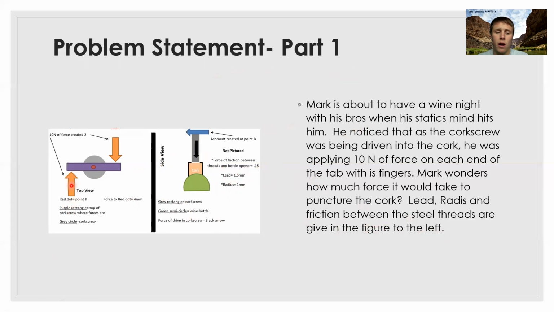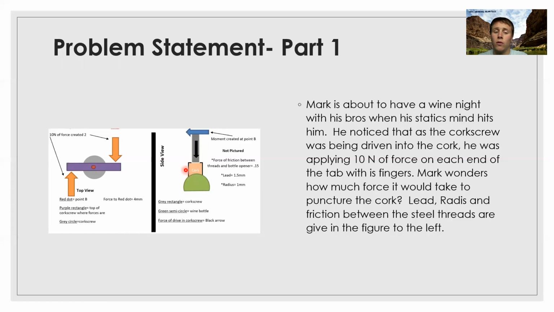The orange arrows represent the forces created by your fingers turning the wine bottle opener. This is the top view, of course. The purple rectangle represents the tab at the top of the wine bottle opener that your fingers press up against. The gray represents the corkscrew here, along with the corkscrew over here. This is the side view.